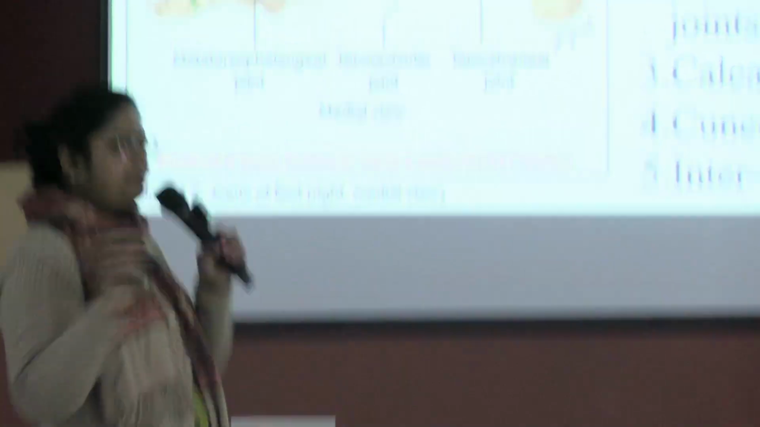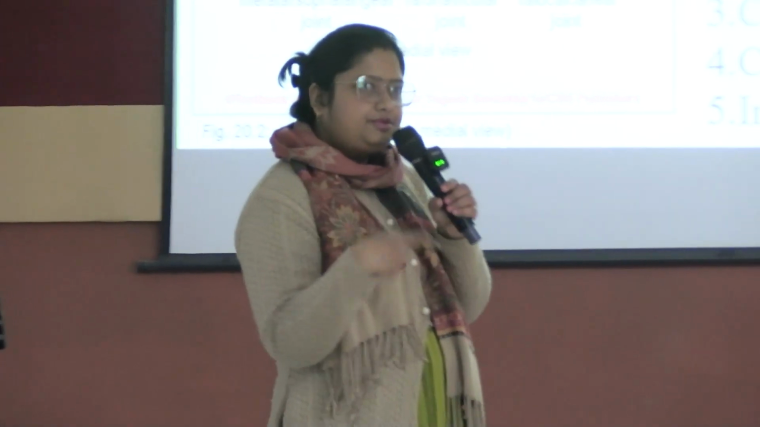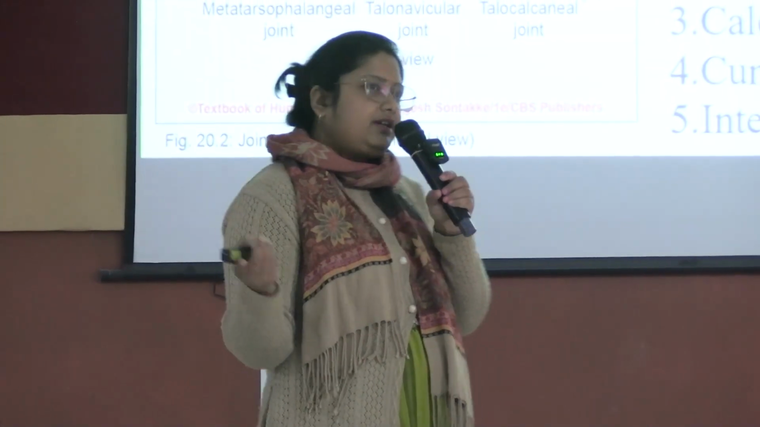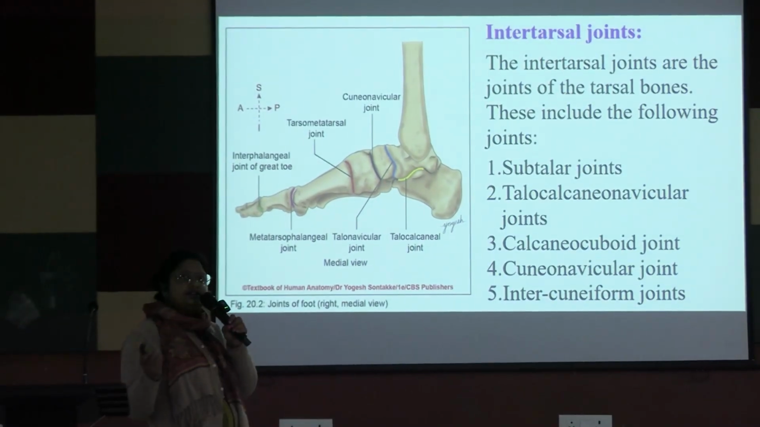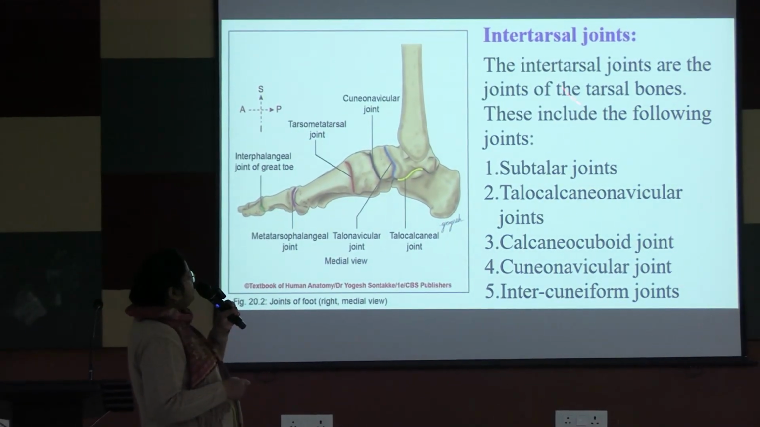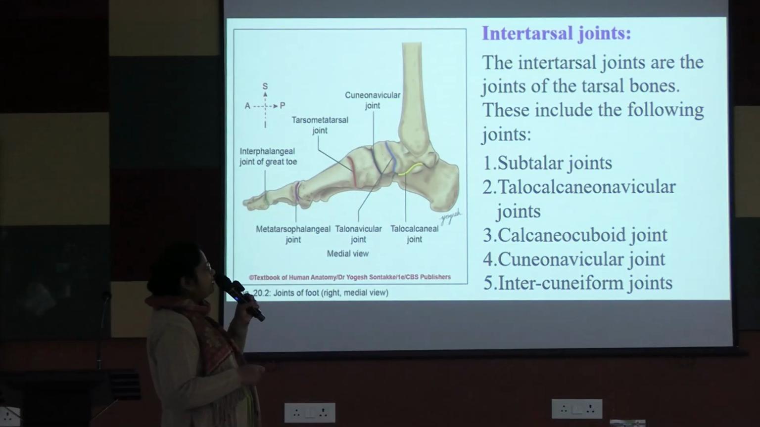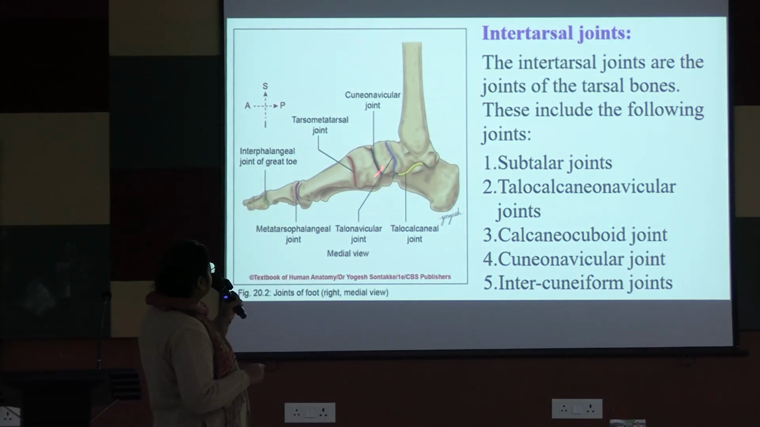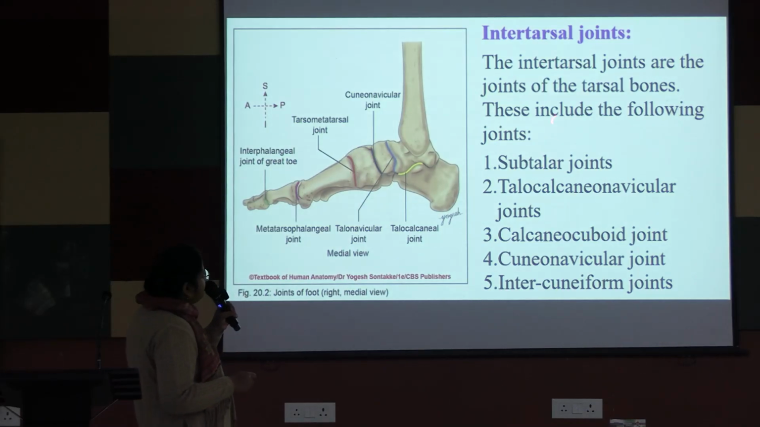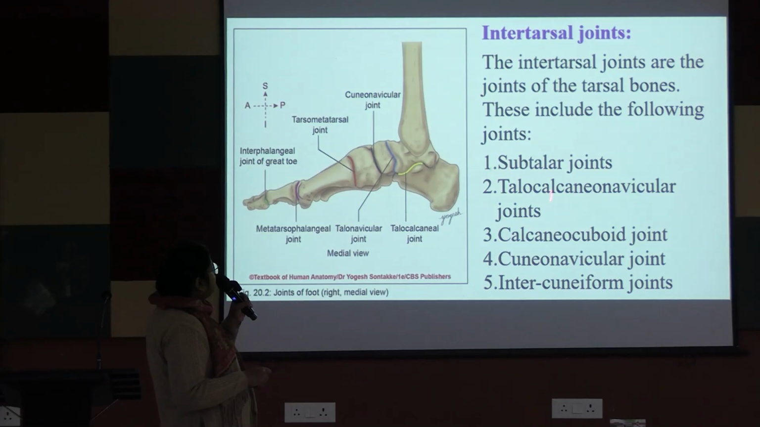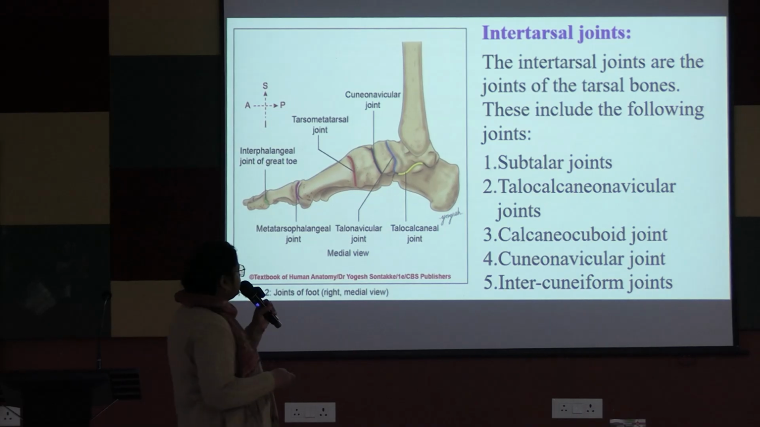joints of the foot. Everyone has seen the different bones in the foot. Now we will see the articulations. First, we are going to the intertarsal joints. Intertarsal joints are the joints of the tarsal bones. All these are intertarsal joints. These include the subtalar joint, talocalcaneonavicular joint, calcaneocuboid, cuneonavicular and intercuneiform joints.